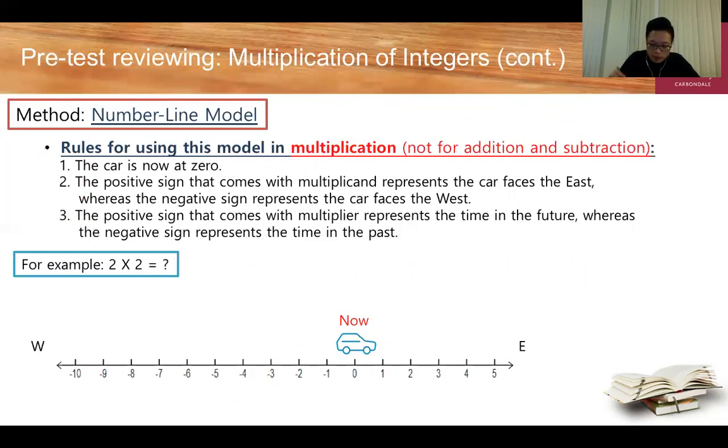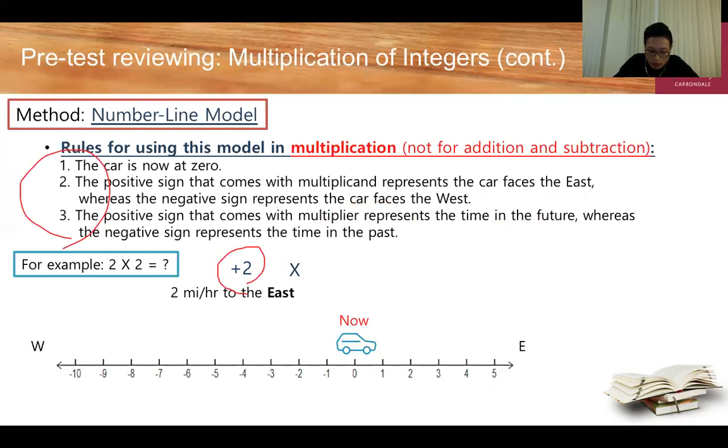And the positive sign that comes with a multiplier represents the time in the future, and a negative sign means in the past. Okay, so right now I use this example to explain these rules: 2 times 2. The multiplicand here is positive 2.